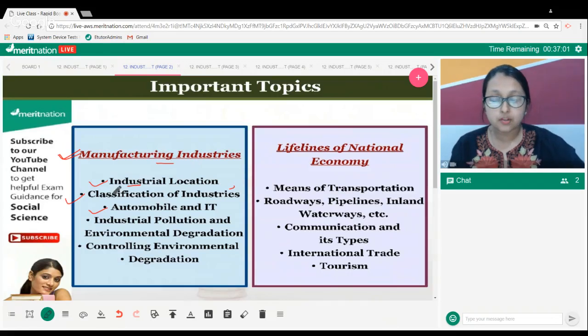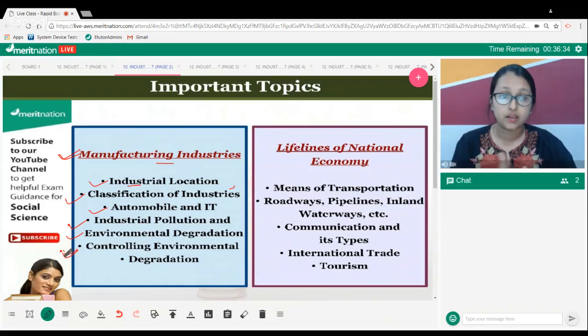Then, suppose you are installing industries. Obviously it has some bad effects also. All the industries will produce some kind of pollution. So what are the types of pollution caused by the industries, and what are the environmental degradations that result from those industries? Also, we have to study how we can control that pollution. There are a lot of techniques that we need to study, for how we can control those kinds of pollution, like air pollution and water pollution.